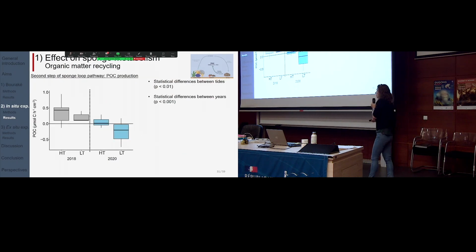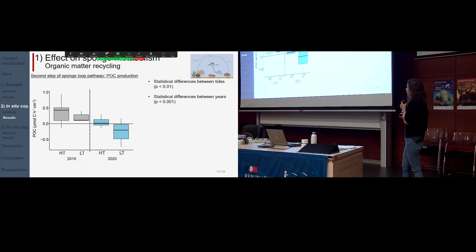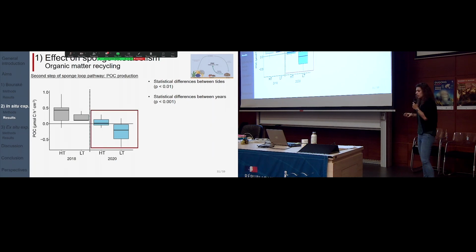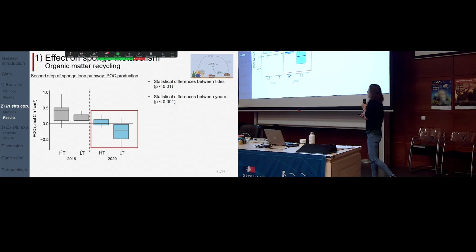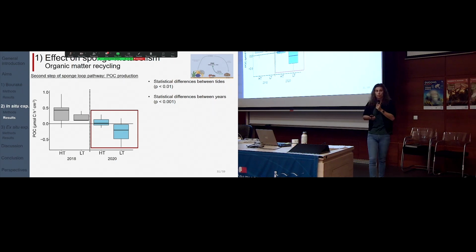In 2018, we can also confirm the second step of the sponge loop, the POC production. While in 2020, something interesting happens, because during high tide we have a production of POC, so we can confirm the second step of the sponge loop, while during low tide, all sponges consume POC, and then the second step of the sponge loop was broken.